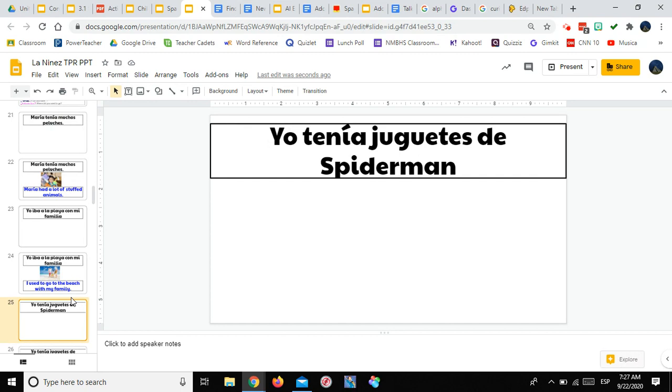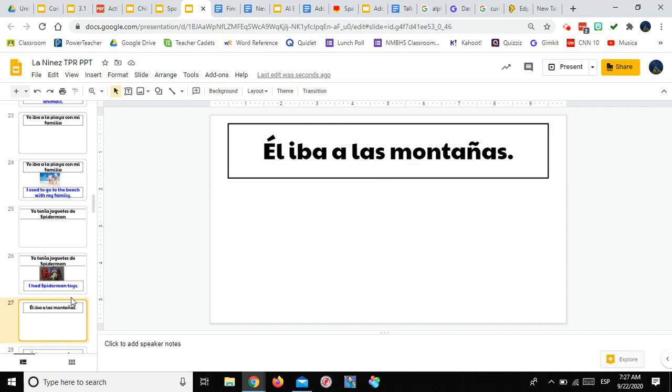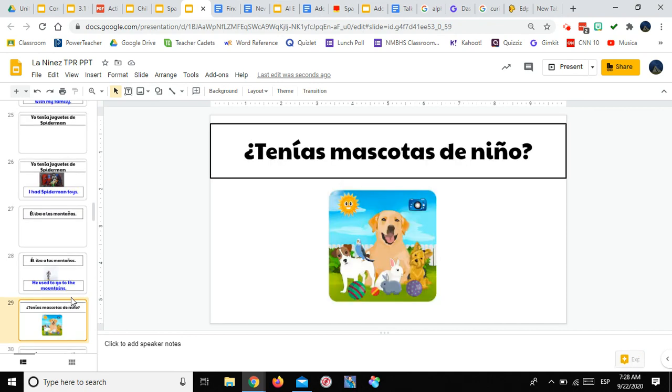So another practice. Yo tenía juguetes de Spider-Man. Spider-Man is how it's pronounced in Spanish. I'm sure you can figure that out. That's I had Spider-Man toys. Él iba a las montañas. I think you could probably figure that out. That's he used to go to the mountains.